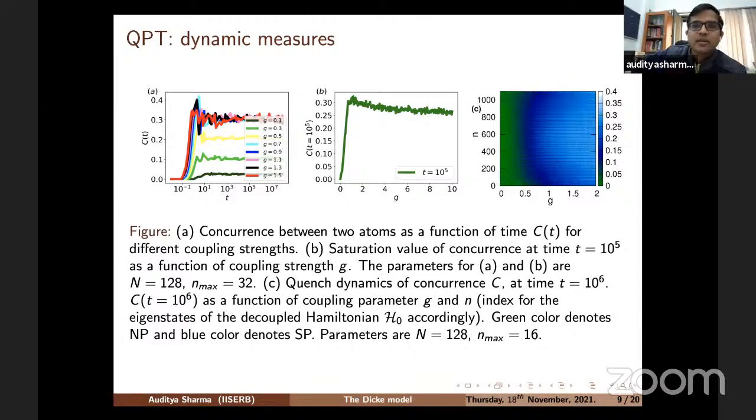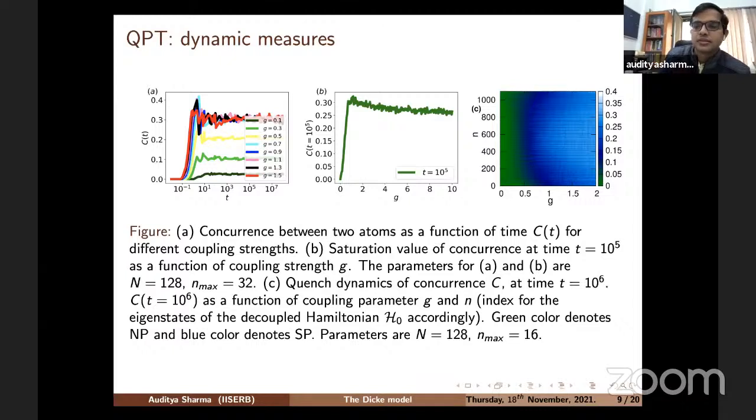So we also have some dynamic measures. We did some quench dynamics. So we start in an eigenstate of the model at G equal to 0, and then you suddenly quench the Hamiltonian to some value of G, which is positive. And then you see that when G is greater than 0.5, you get a different kind of behavior, as seen in the second figure. The second figure plots the saturating value of this concurrence, right? Concurrence is a measure of entanglement between two spins. And you start seeing that there's a dramatic change beyond 0.5.